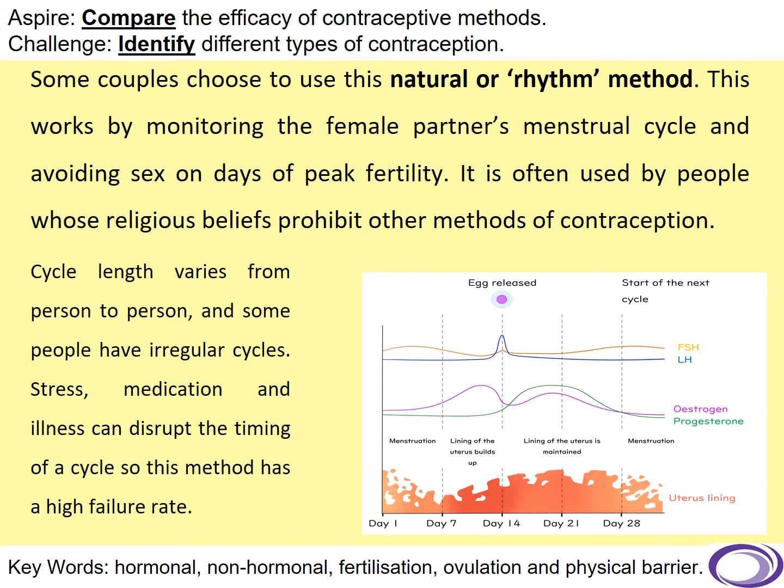So this natural rhythm method, as you can see from this slide, is about working out where the best time to get pregnant is, or the best time to avoid being pregnant. But the problems are that not everybody's cycle is regular, and things like stress, medication or illness can also cause problems with people's cycles, and that can lead to a very high failure rate of this method.